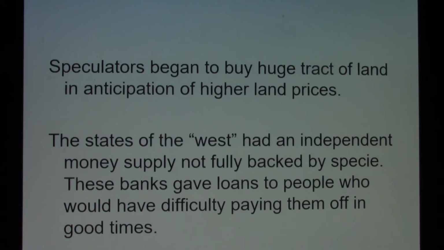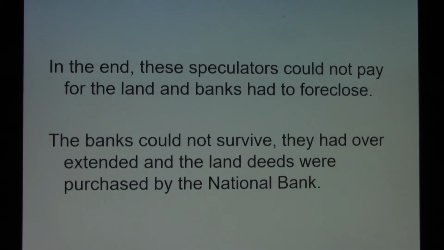Now, many of these speculators had borrowed their money from state banks. These state banks were not fully backed by specie, and now the banks are on the hook for the money that they have lent out but has not come back in. It was difficult for the banks to pay off their commitments. In the end, the speculators could not purchase the land, and the banks foreclosed on the land. In the end, the banks could not survive, and their extended credit is going to be purchased by the Second National Bank.